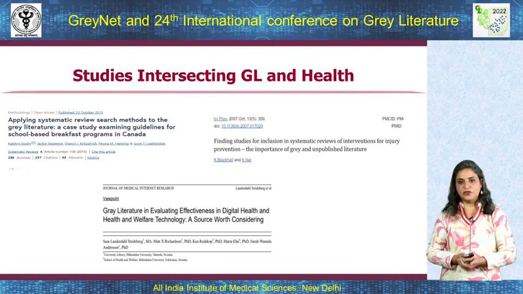These are some of the interesting studies on grey literature and health, where in one study they have studied school-based breakfast programs. In the bottom study, they have evaluated the effectiveness of digital health and welfare technology. And to the right is the most important one, that is systematic interventions for injury prevention. That is the importance of grey and unpublished literature, which is also of great use to us.